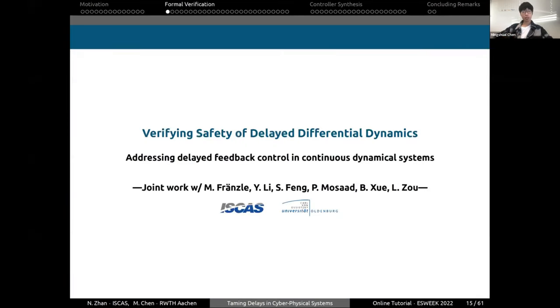All right, for the first part, we basically address the problem of delayed feedback control in continuous dynamical systems. And here I'd like to credit our co-authors, Martin Fanzler and Peter Nasia Mozart from University of Oldenburg in Germany, as well as Yang Jia Li and Sheng Hua Feng Bai Xue Liang Zhou from East Coast China.